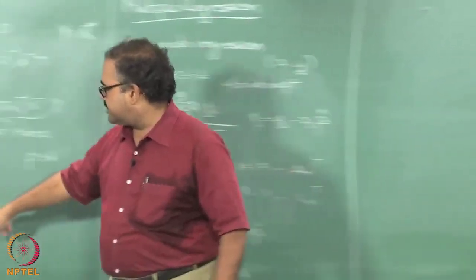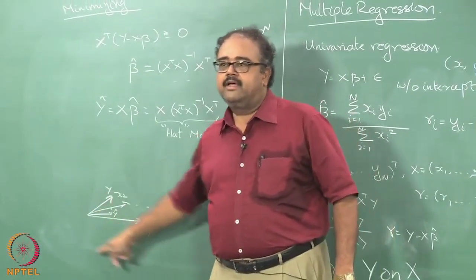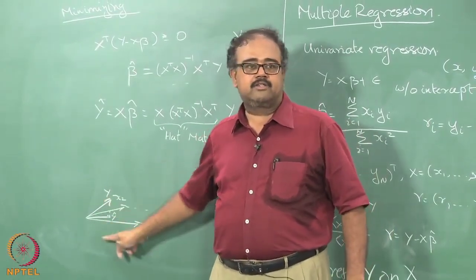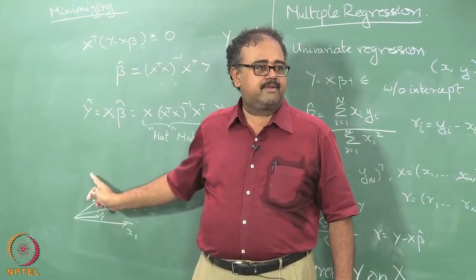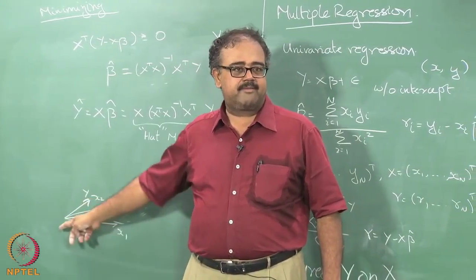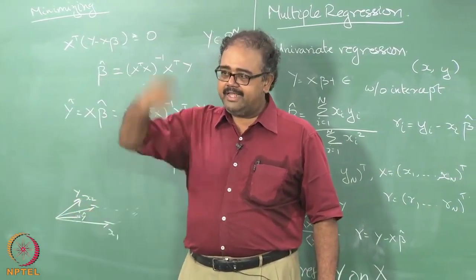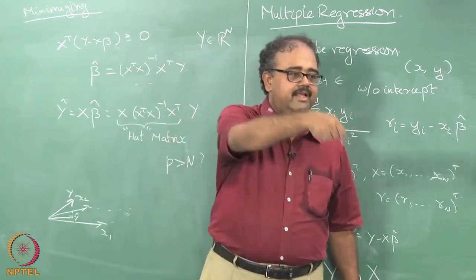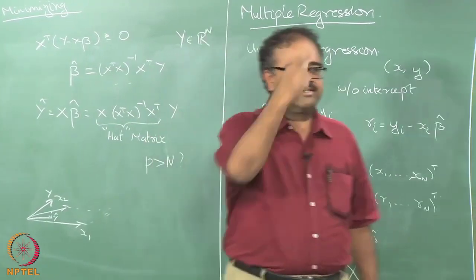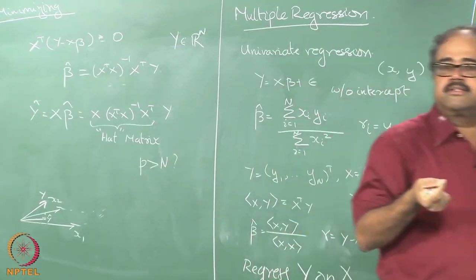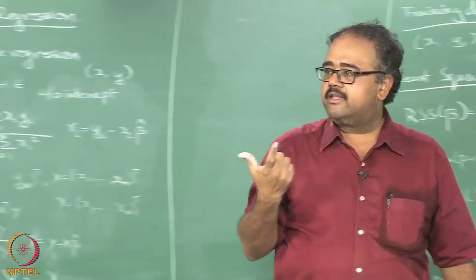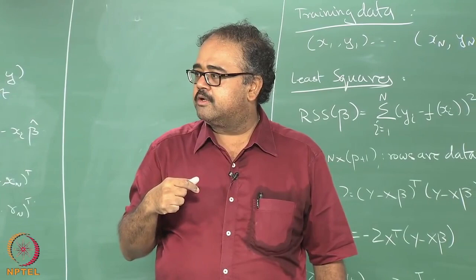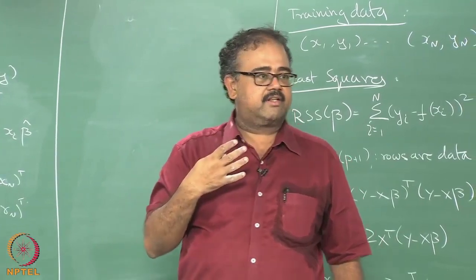Now my x1 and x2 are orthogonal, they are an orthogonal basis for the p plus 1 dimensional space I am talking about. Each coefficient I get will be the projection on each of the individual dimensions, because they are orthogonal. So that is easy to convince yourself.